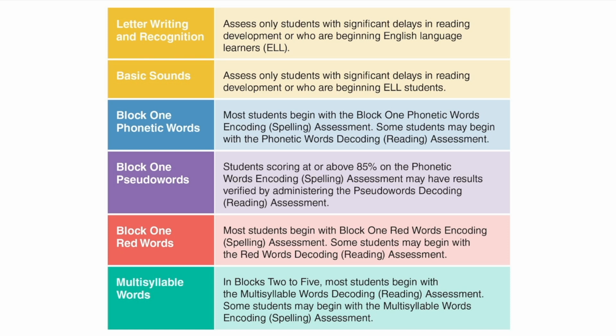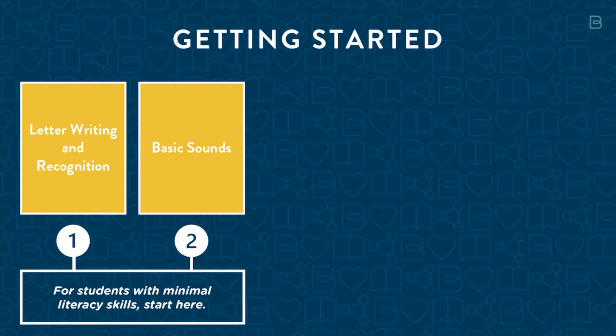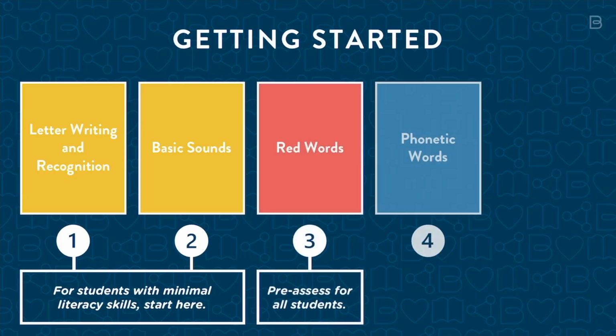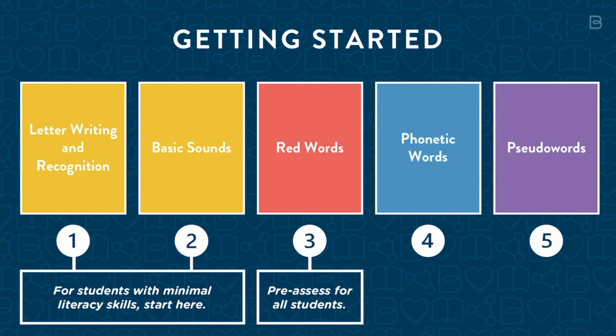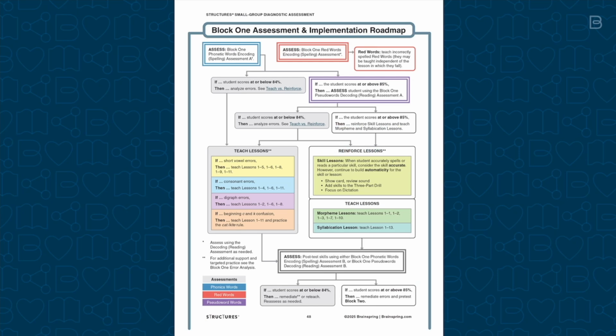Some students will continue to the block one pseudo words. You're going to assess your block one red words as discussed in your level 1 training for Phonics First and Structures. And then as you move through later blocks 2 through 5 or layers 2 through 4, you will use the multisyllable word lists. So when you're getting started, remember, you're going to use those foundational skills for students with minimal literacy skills. For everyone else, you're going to always pre-assess your red words, your phonetic words, and then if needed, your pseudo words.